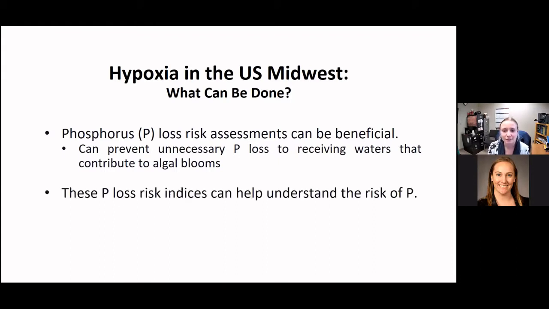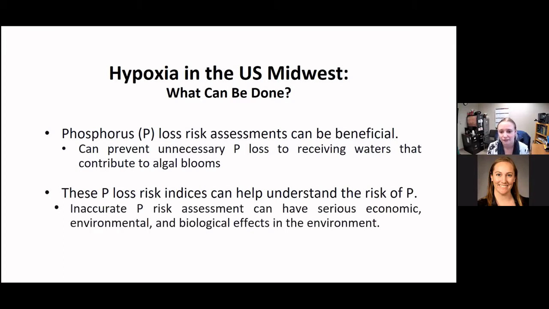These P-loss risk indices can help understand the risk of P movement and either encourage or discourage phosphorus fertilizer application to crops based on the risk of P movement. And inaccurate P risk assessment can have serious economic, environmental, and biological effects in the environment. So it is helpful to have a P-loss risk assessment tool to deal with this.